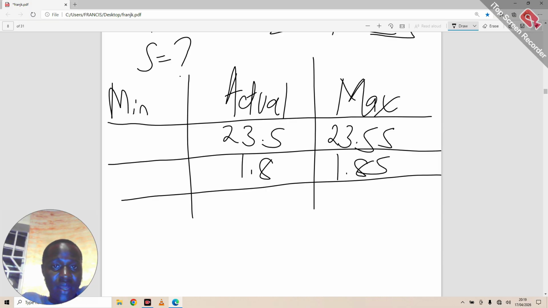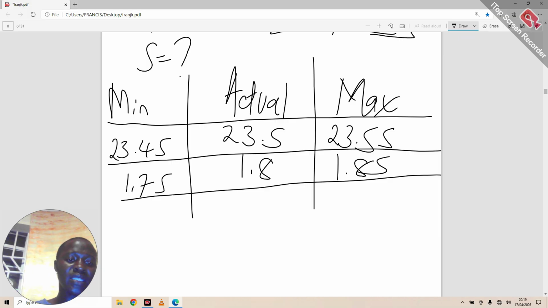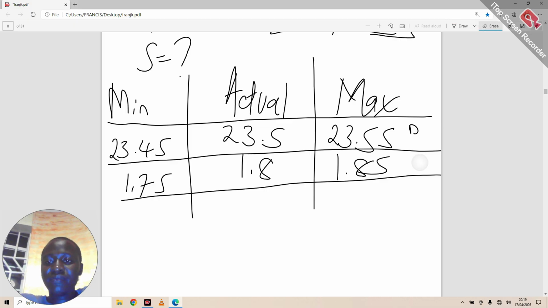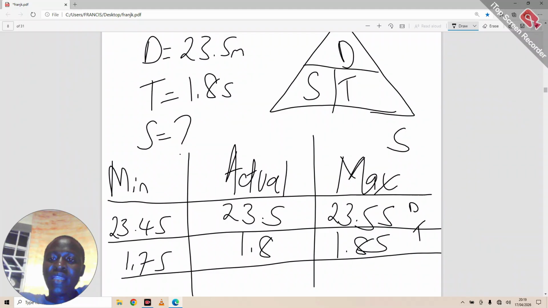On the minimum side, we have 23.45, and 1.8 minus 0.05, we are having 1.75. Now remember, this is distance, this is time. So how do I get speed? Speed is given by distance divided by time.